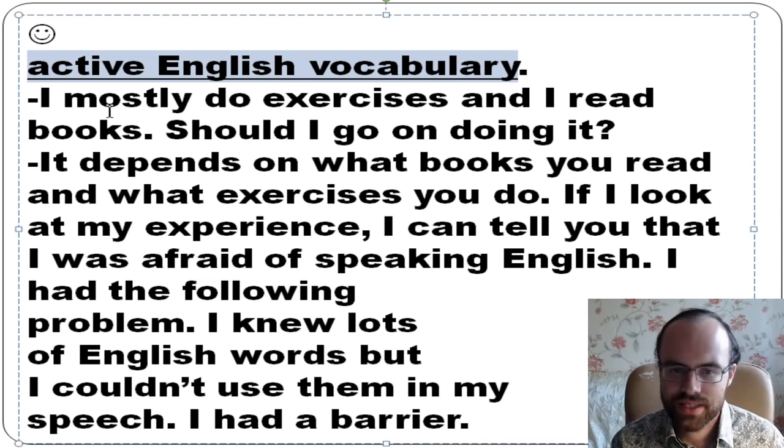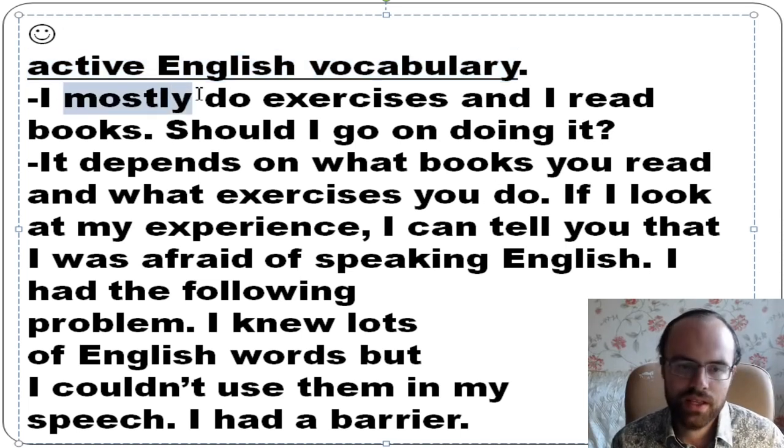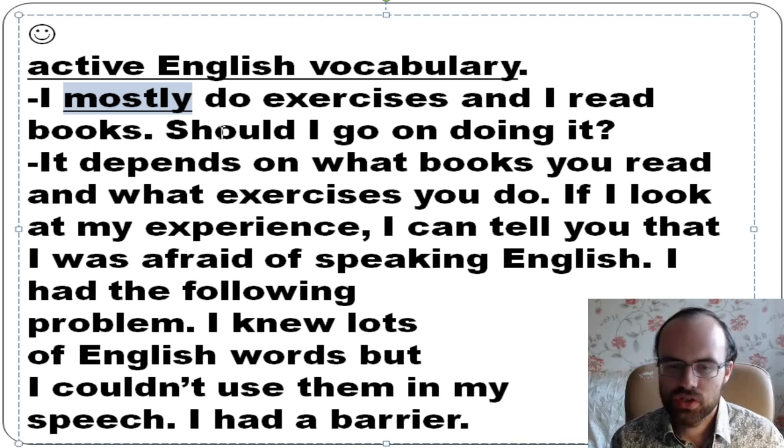I mostly do exercises and I read books. So mostly means mainly, or it's the main part of what I do, okay? I mostly do exercises and I read books. Should I go on reading? So go on is a phrasal verb. It means continue. So should I continue doing exercises, yeah? And reading.